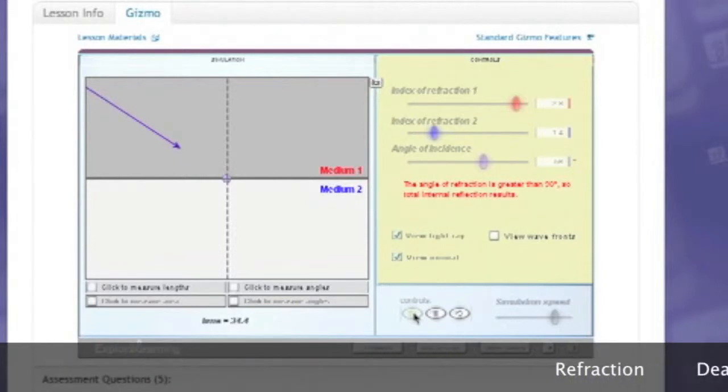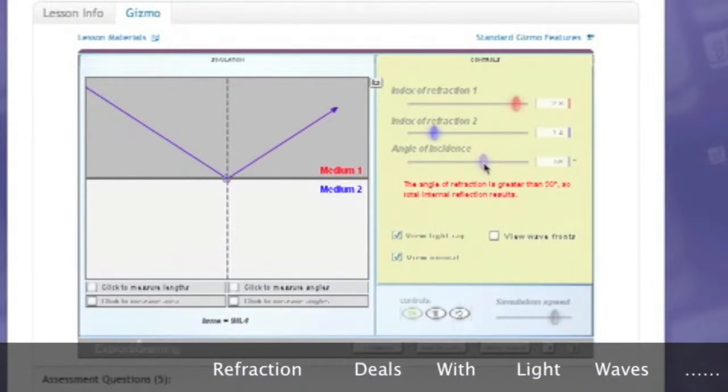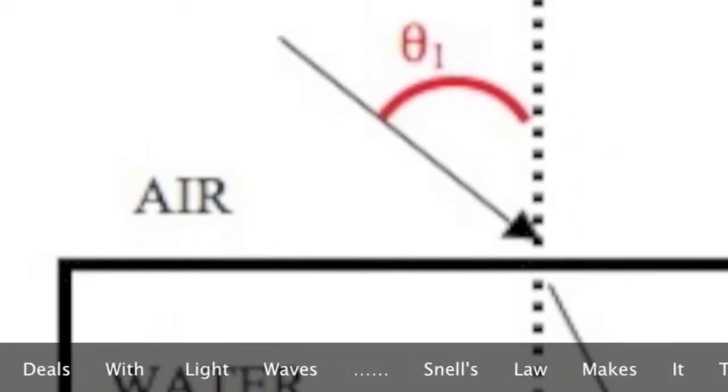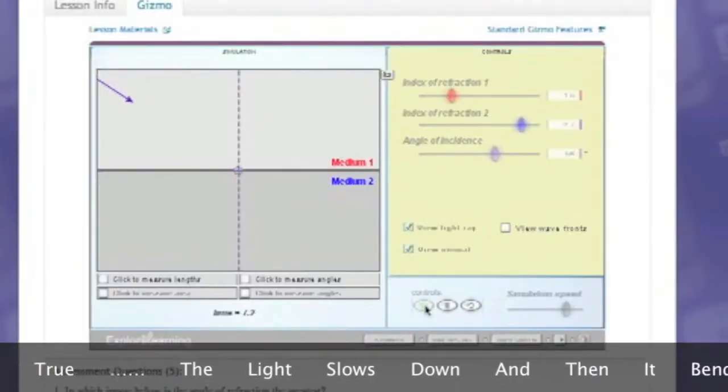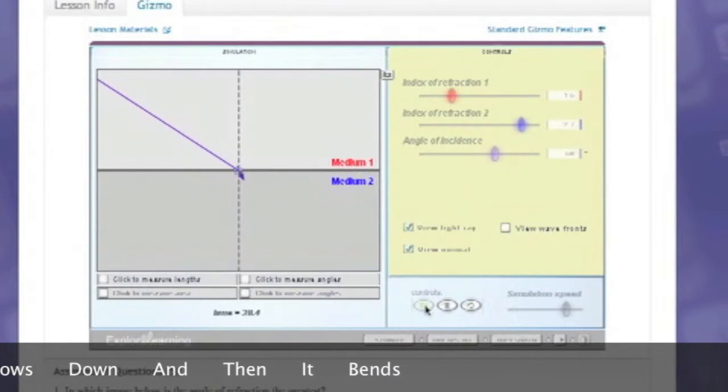The last concept we wanted to talk about was refraction. We tried recording ourselves with the laser beam in a glass of water, but the lens of the camera was not picking it up, so the gizmos were the best way to represent the concept of refraction.